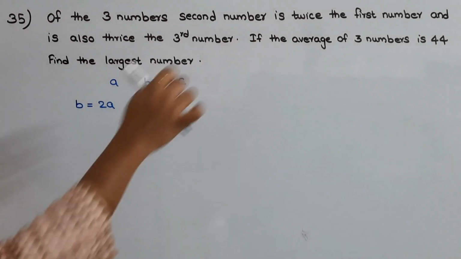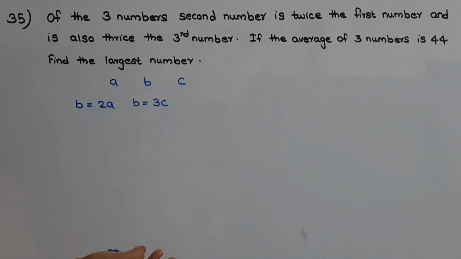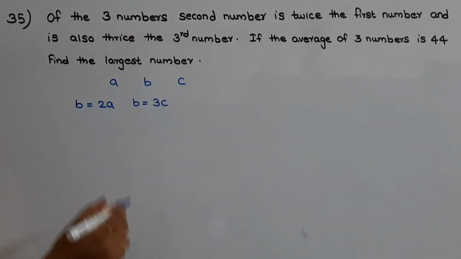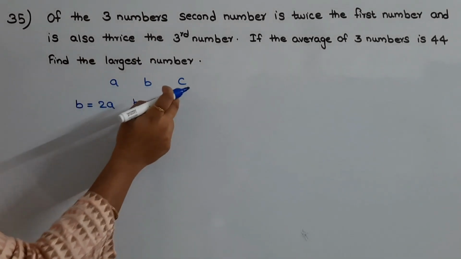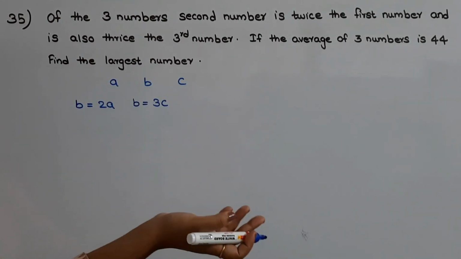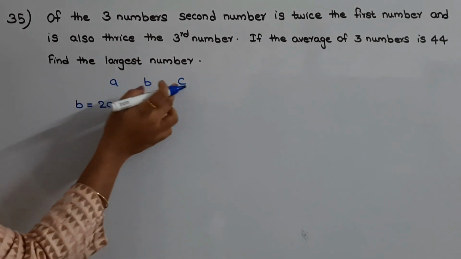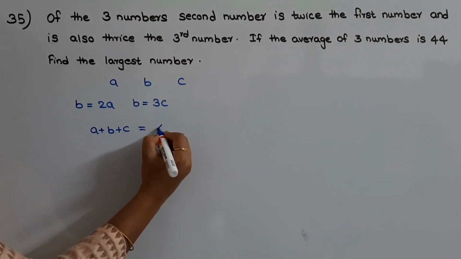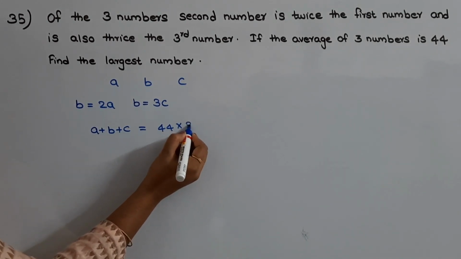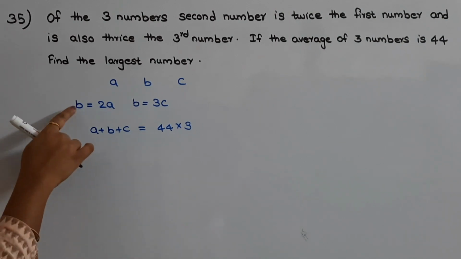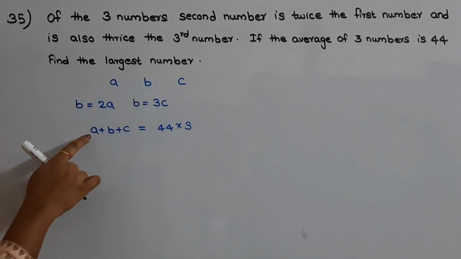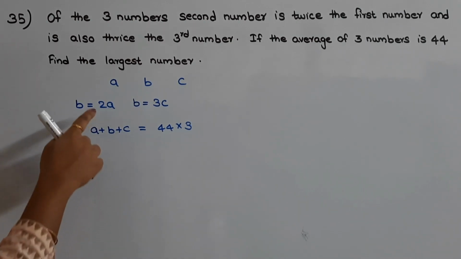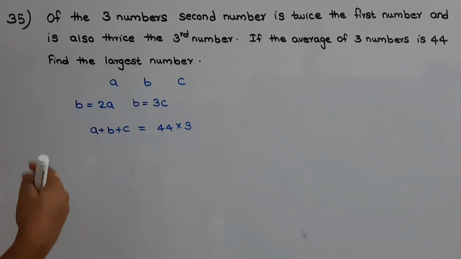Okay. So the average of three numbers is given as 44. Average of numbers is sum of the numbers by number of numbers. Okay. So the average is equal to A plus B plus C by 3 and that is given as 44. Then what will be the sum of A, B and C? A plus B plus C will be equal to average into 3, 44 into 3. Okay. So we need to find out the value of B. So let us write this A and C in terms of B. Okay. Since we need to find out the value of B, let us write this A and C in terms of B.